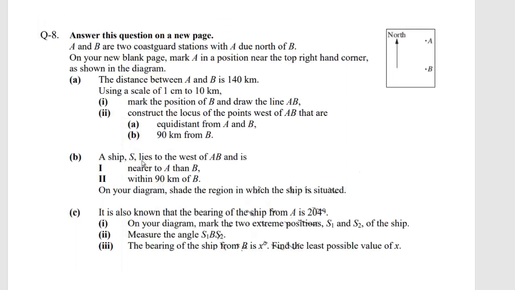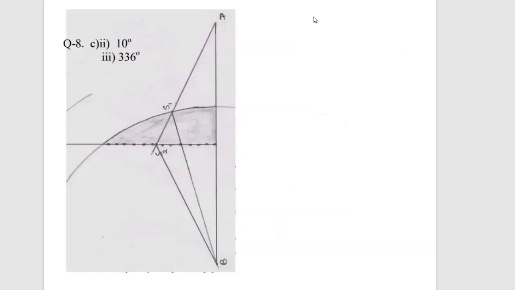A ship S lies on the west of AB and is nearer to A than B and within 90 km of B. When the ship is on this perpendicular bisector, its distances from A and B are equal, but according to the condition, the ship is nearer to A than B. So it means that the ship will be on the upside of the perpendicular bisector. It will be on this side of the perpendicular bisector. It will not be on the perpendicular bisector.